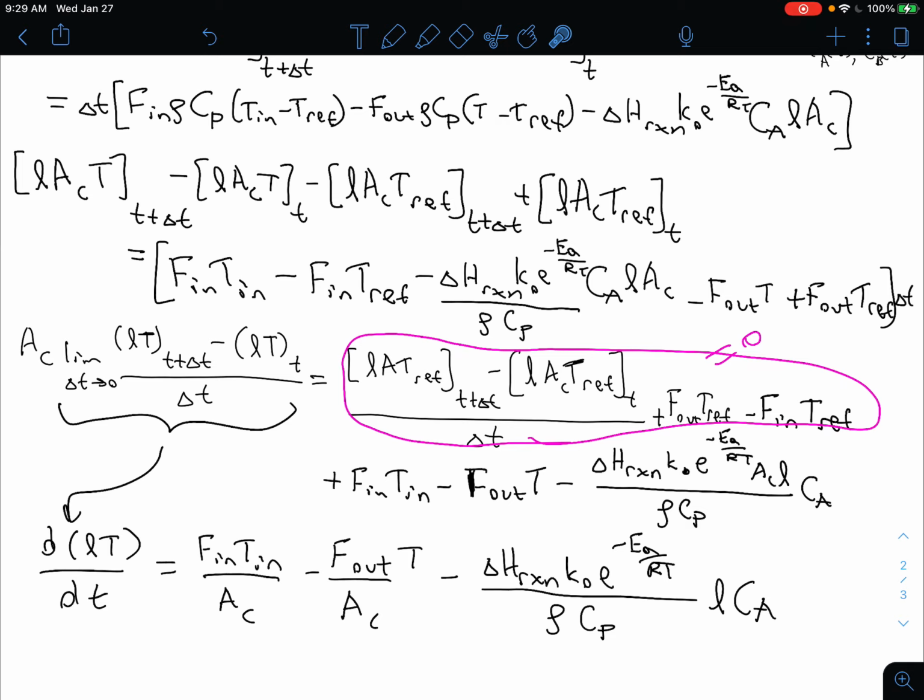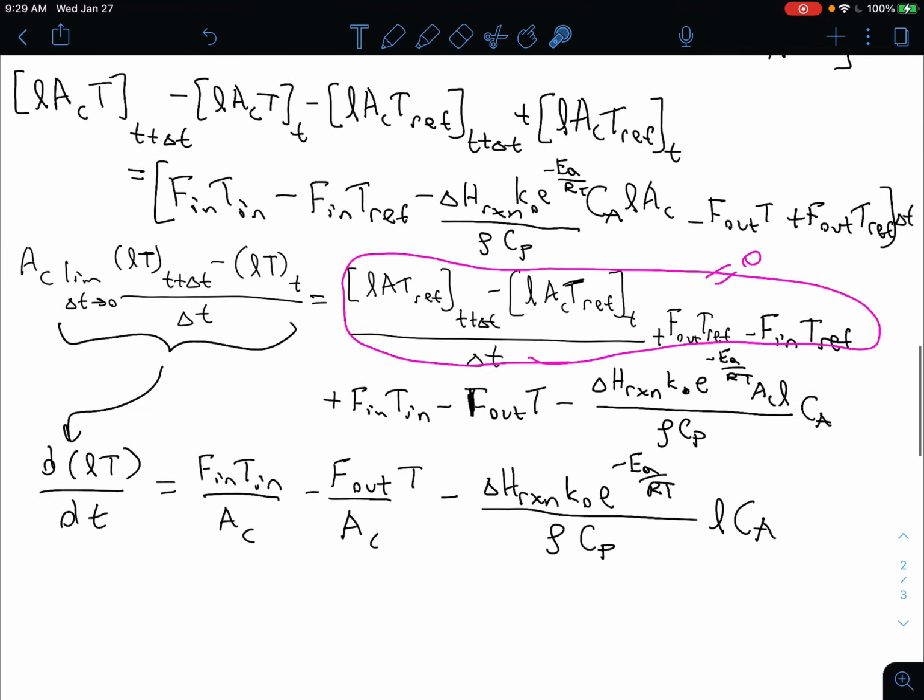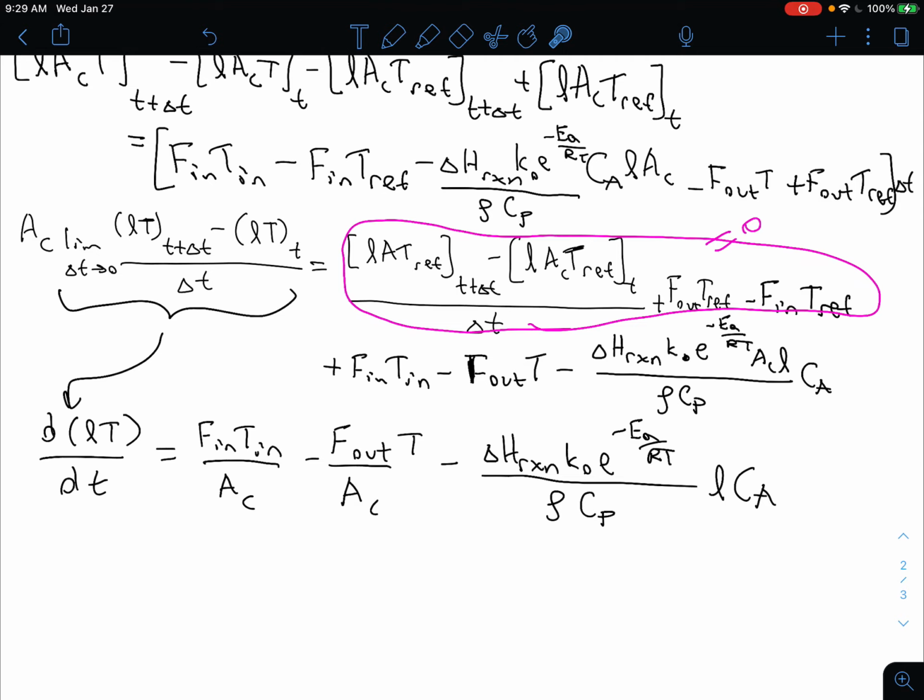Okay, and I can use the chain rule here. This is going to equal L dT/dt plus T dL/dt.